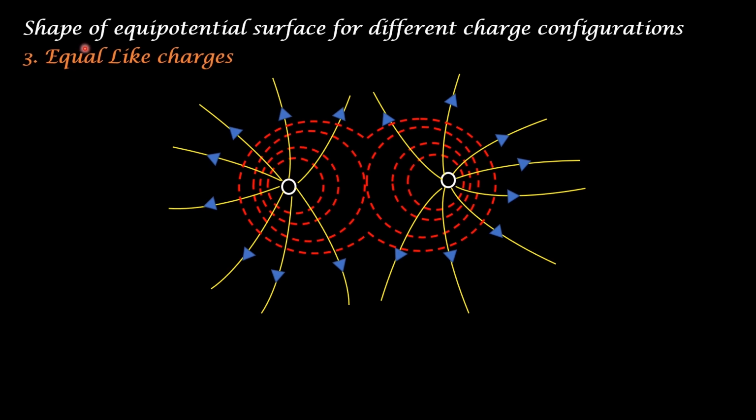Now let us see the shape of equipotential surface for two equal but like charges. We will consider two positive charges. Two like charges, whether they are positive or negative, will repel each other. For the positive charge, the electric field lines are directed away from the charge. When the two positive charges are aligned as is shown here, they will repel each other and the electric field lines also get repelled. You can see that from the diagram.